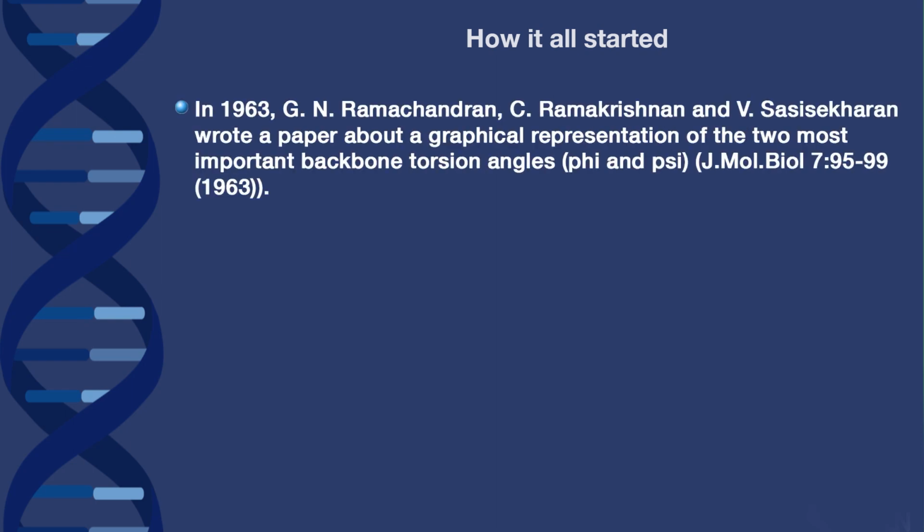So, how did this all start? It all started with the correction of errors at the secondary structure level by G. N. Ramachandran in 1963. G. N. Ramachandran, Ramakrishnan and V. Sasisekharan wrote a paper about a graphical representation of the two most important backbone angles of a protein, which we have already seen in the previous lecture, that are the torsional angles.